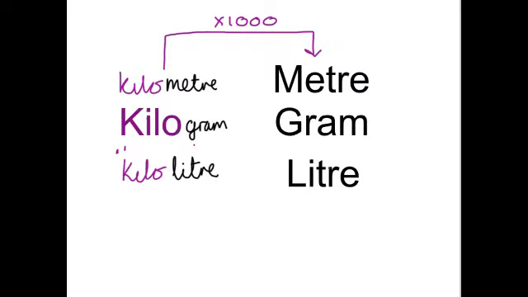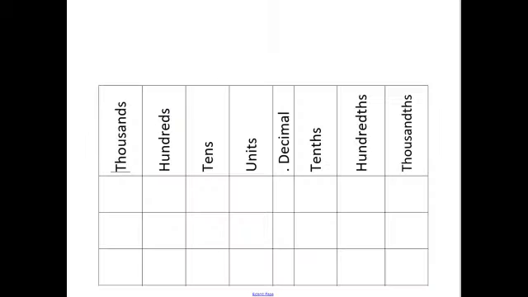If we are going the other way, so if we have a measurement in meters, grams, or liters and want to know what that would be in its kilo equivalent, we would do the inverse. The inverse is the opposite. Instead of multiplying by 1,000, we divide by 1,000. You've probably got your own methods for multiplying and dividing by 1,000. I always like to use a place value chart.